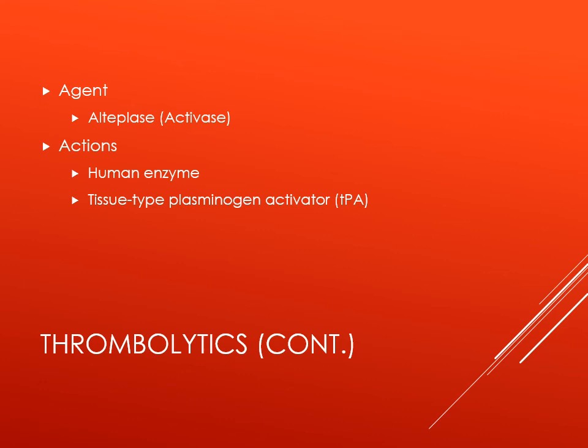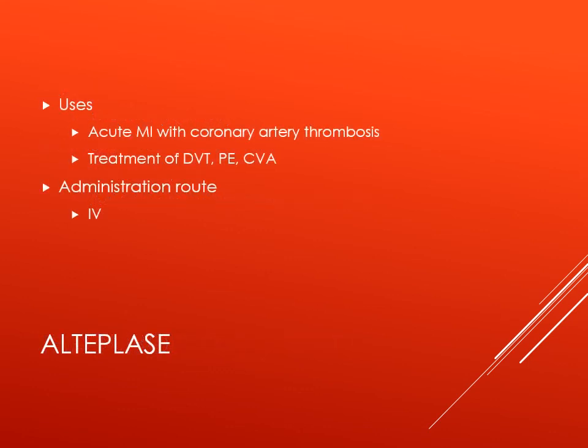Alteplase or Activase, this is going to be an agent produced by recombinant DNA. It's the biosynthetic form of a naturally occurring enzyme, human TPA. Alteplase is used in combination with heparin to treat acute MIs. It can also help treat strokes, PEs, and peripheral vascular occlusions.